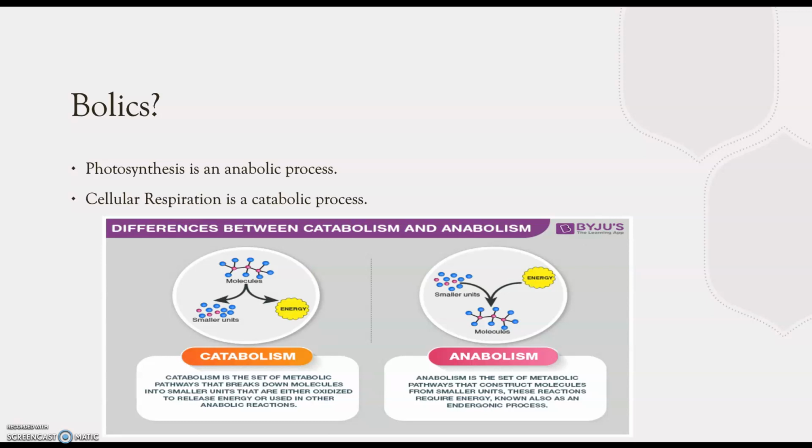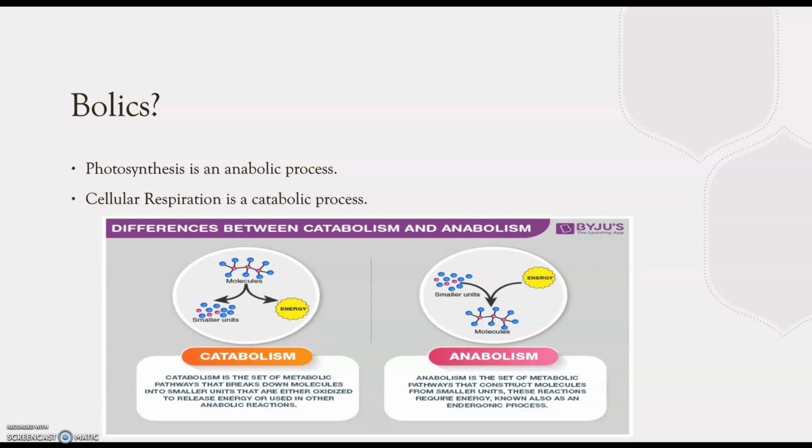And then cellular respiration is a catabolic process, and this is taking molecules and breaking them down into smaller units and energy. So this set of metabolic pathways breaks down molecules into smaller units that are either oxidized to release energy or used in other anabolic reactions.